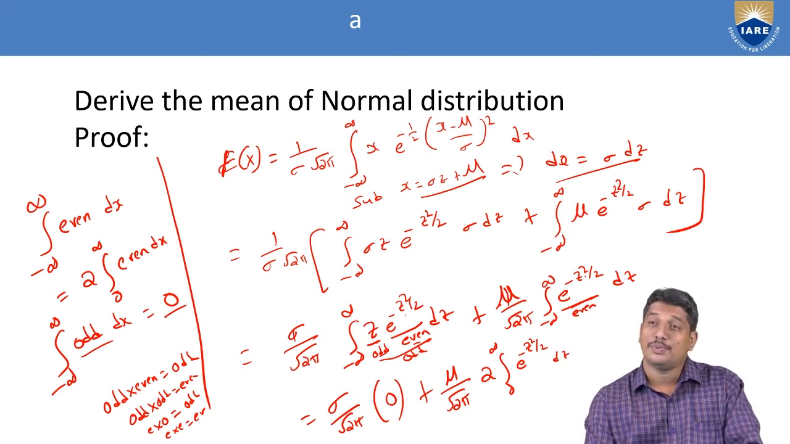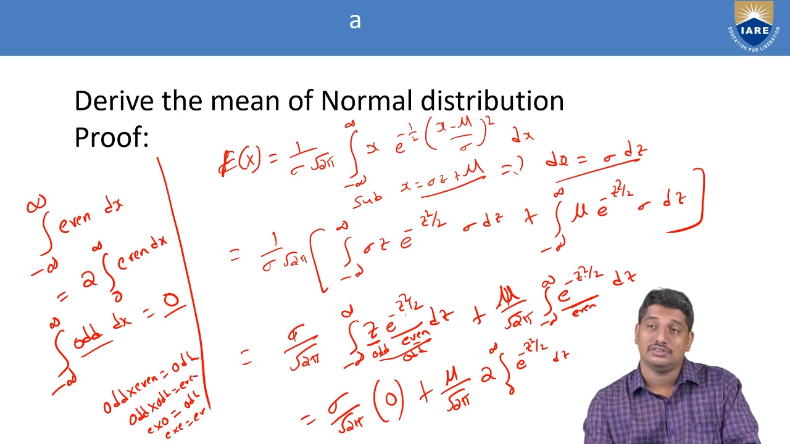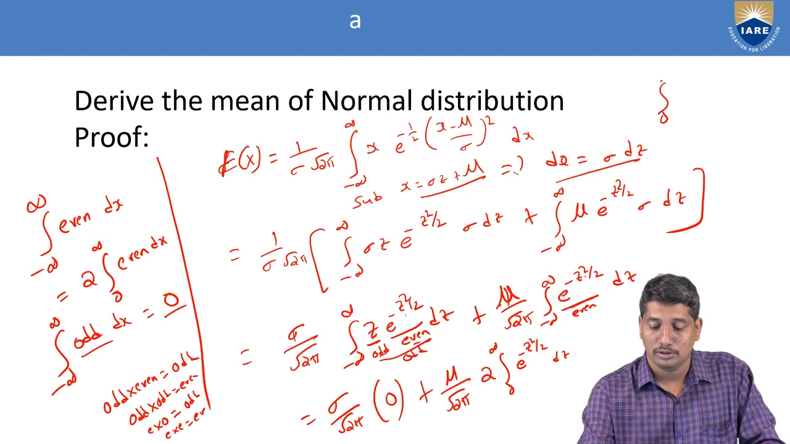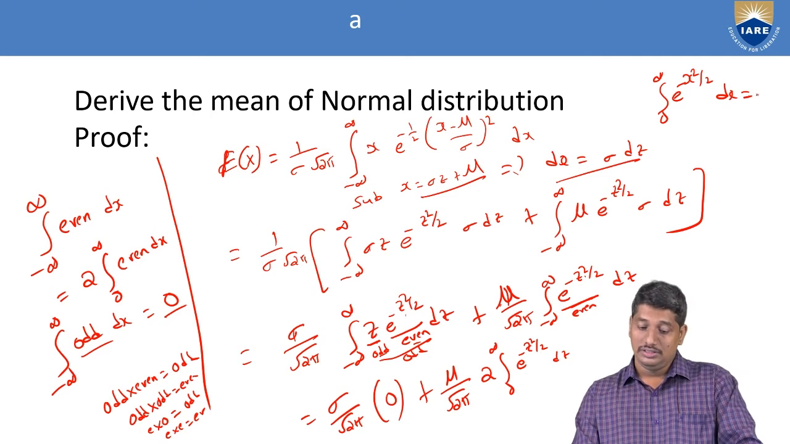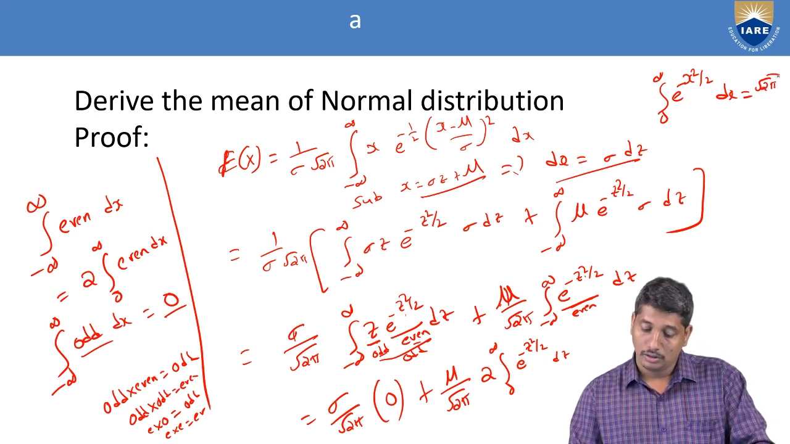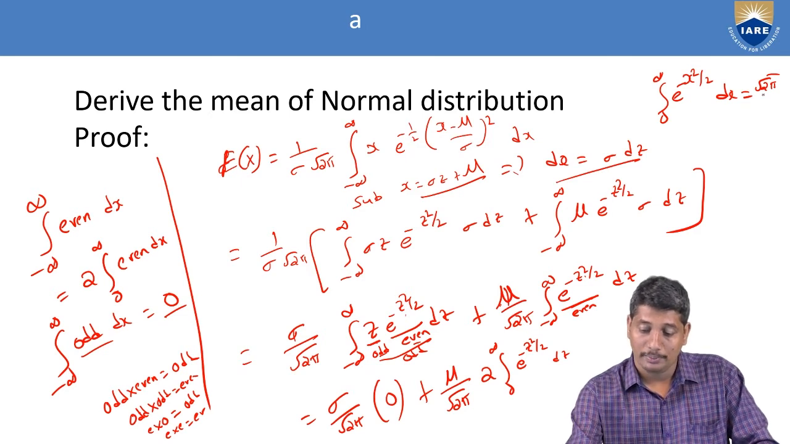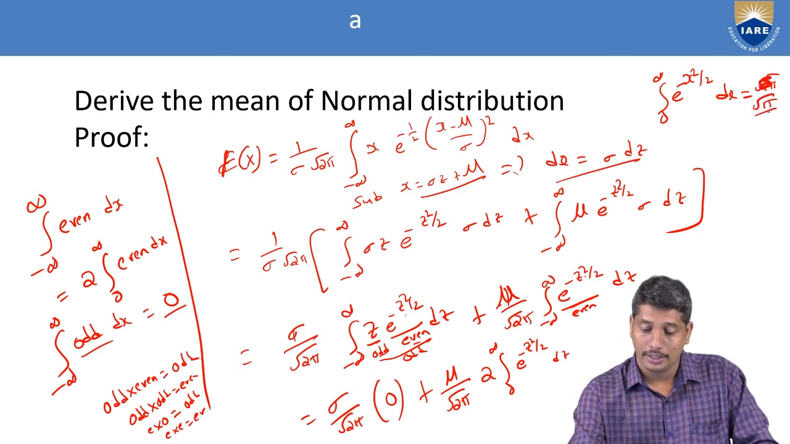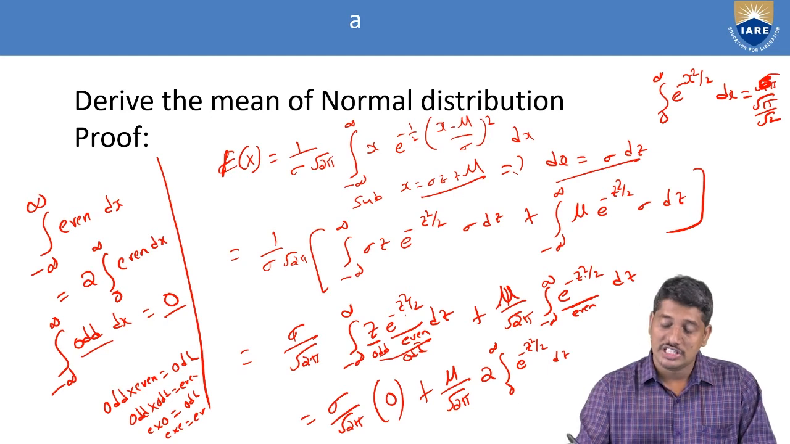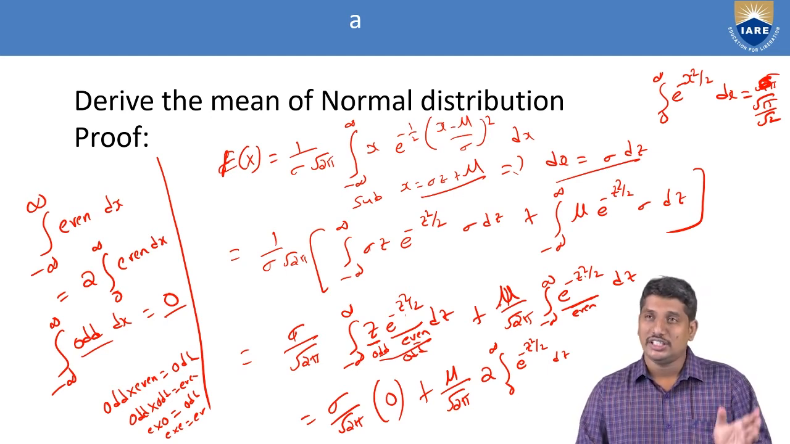From your special functions, that is gamma, beta functions, there are formulas. From that we have a formula: the integral from 0 to infinity of e power minus x square by 2 dx is equal to root pi by root 2. The formula is root pi by root 2, which is a result from gamma functions.